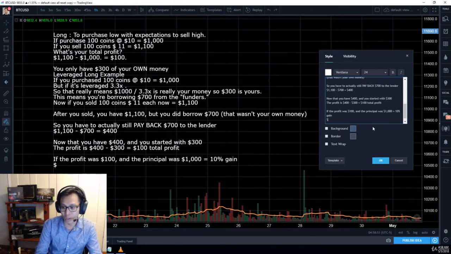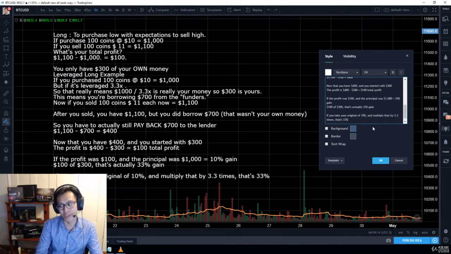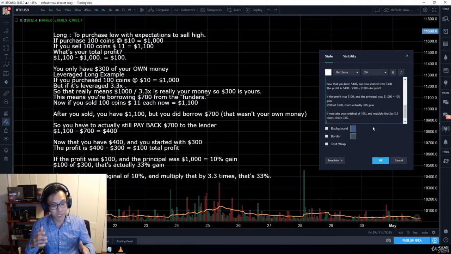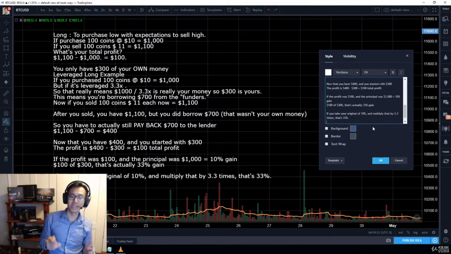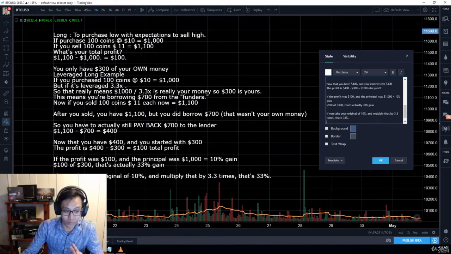But, guys, if you take your $100 of $300, that's actually a 33% gain. Because if you take your original gain of 10% and multiply that by 3.3 times, that's 33% as well, right? So make sure that you guys really, really understand this concept. Yes, the gains can be incredibly astronomical. It could be really amazing.